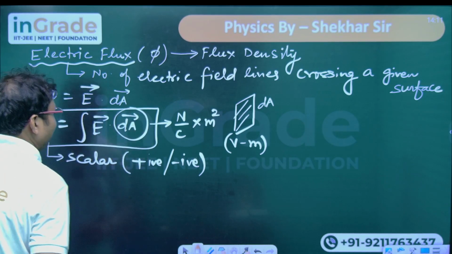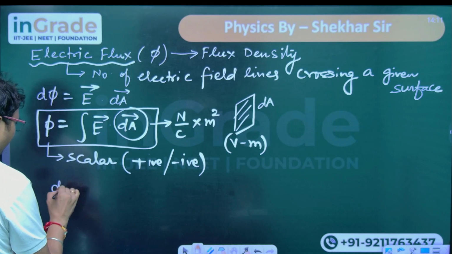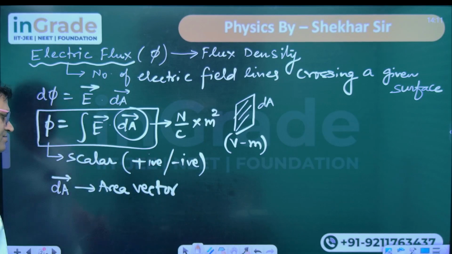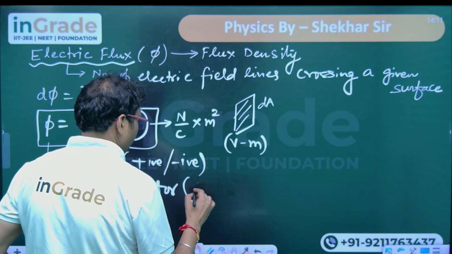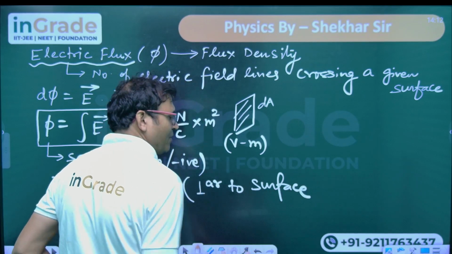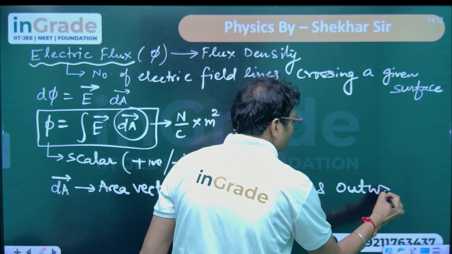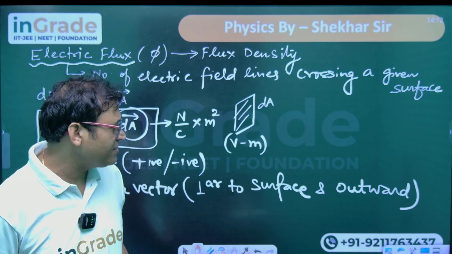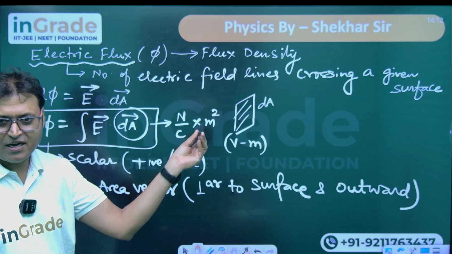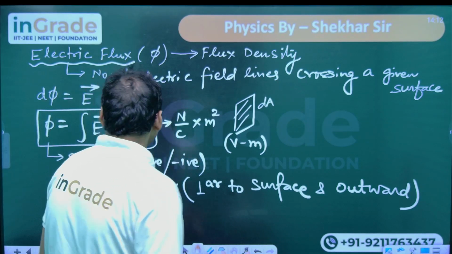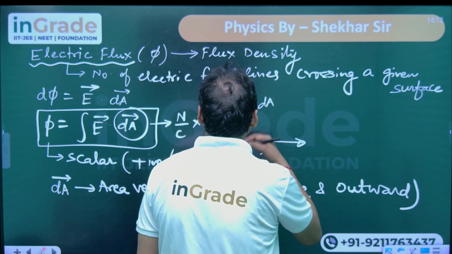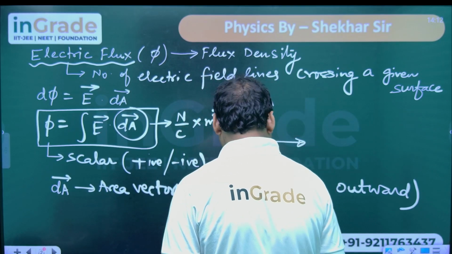Now what is this dA vector? dA is called the area vector for a small elemental area, which is perpendicular to the surface. It is always taken as perpendicular to the surface and outward. The area vector is taken as normal to the surface and outward. All right. We can also write the dimensional formula of electric flux.